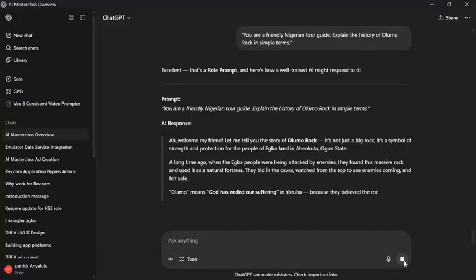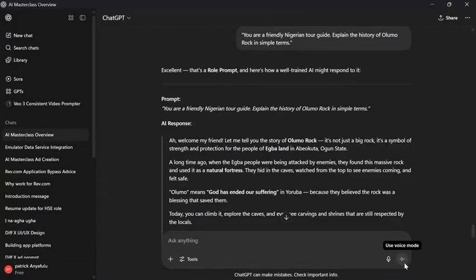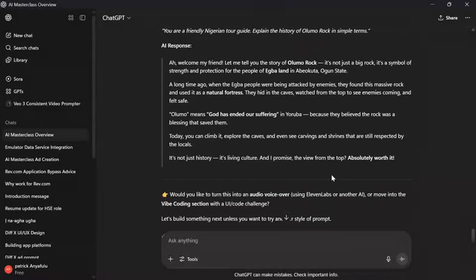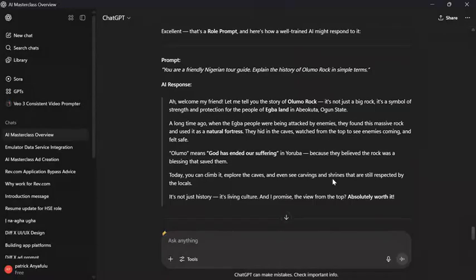You see, the beautiful thing is that immediately we put the question, ChatGPT first of all gives you the role prompt you're actually trying to show. It already told you that you are doing a role prompt, and shows how a well-trained AI might respond. "You are a friendly Nigerian tour guide. Explain the history of Olumo Rock in simple terms." It says, "Welcome, my friend. Let me tell you the story of Olumo Rock. It's not just a big rock. It's a symbol of strength and protection for the people of Egbaland in Abeokuta, Ogun State." This is just an example so that you see the meaning of role prompting. It puts you in the capacity of a tour guide, and you are able to tell people about the Olumo Rock.